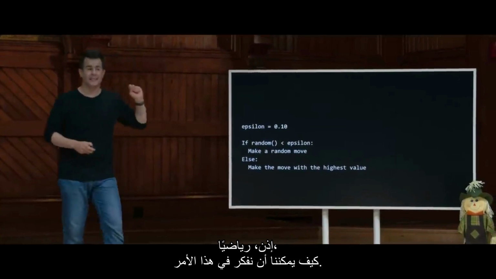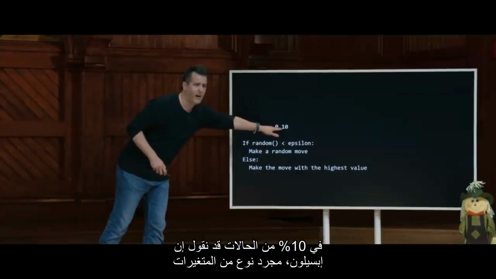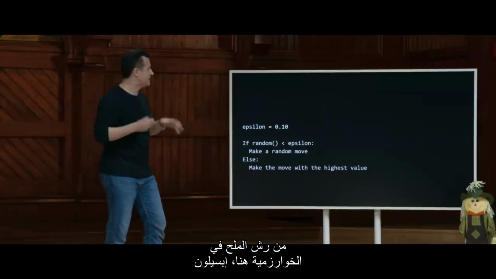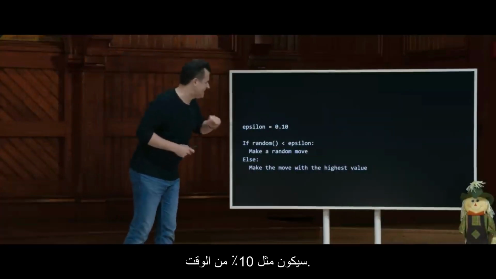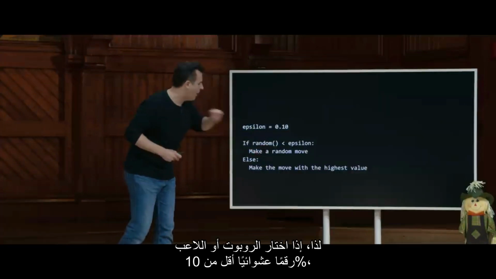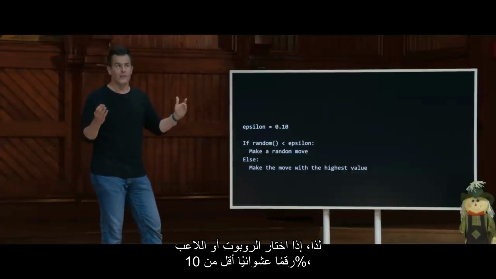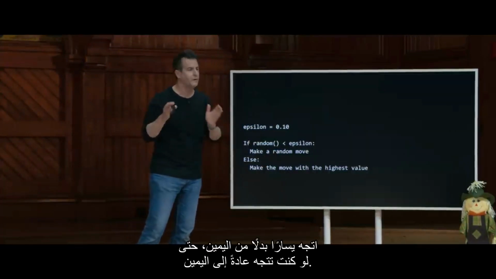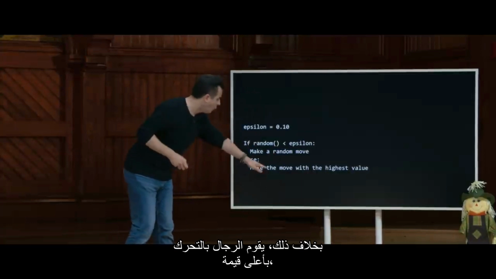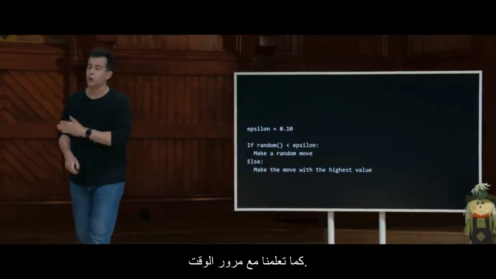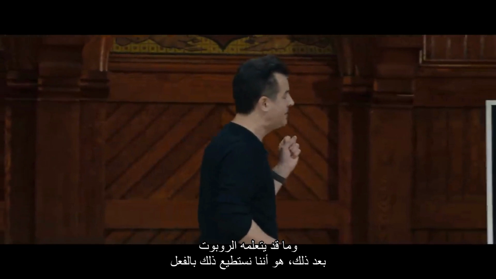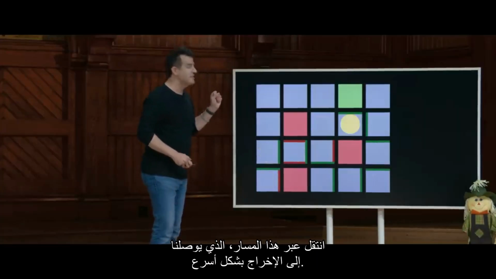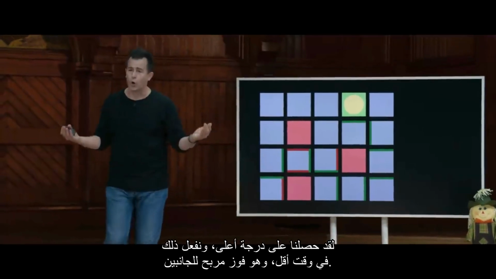So here, mathematically, is how we might think of this. 10% of the time, we might say that epsilon, just some variable, a sprinkling of salt into the algorithm here, epsilon will be 10% of the time. So if my robot or my player picks a random number that's less than 10%, it's going to make a random move. Go left instead of right, even if you really typically go right. Otherwise, make the move with the highest value, as we've learned over time. And what the robot might learn then is that we could actually go via this path, which gets us to the output faster. We get a higher score. We do it in less time.